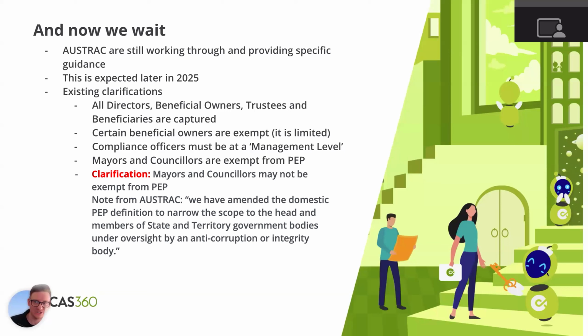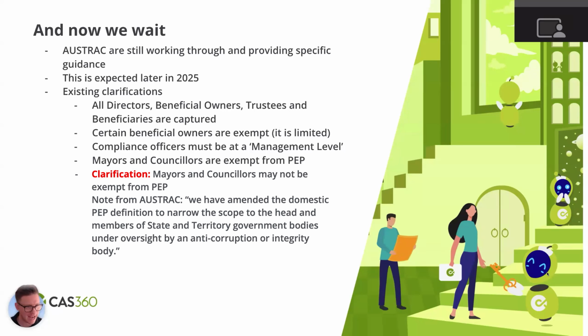So AUSTRAC are still working through and providing specific guidance. We've got a little bit of guidance, but we're getting more, and we're going to get more later in 2025. Some of the clarifications that they have put out so far, I have linked at the back of the slides so you can view and read the documents if you like. Effectively, all directors, beneficial owners, trustees, and beneficiaries are potentially captured. That is one of their clarifications.